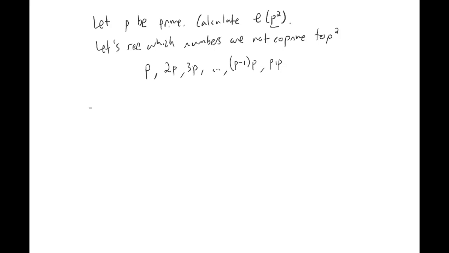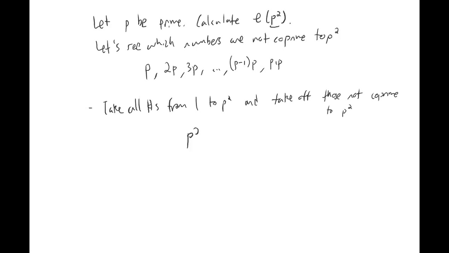So basically, we just do this. Take all numbers from 1 to p squared, right? And take off those not coprime to p squared. So there are p squared numbers from 1 to p squared, right? And how many numbers are we taking off? How many numbers are here? P. Yeah, and that's your answer.